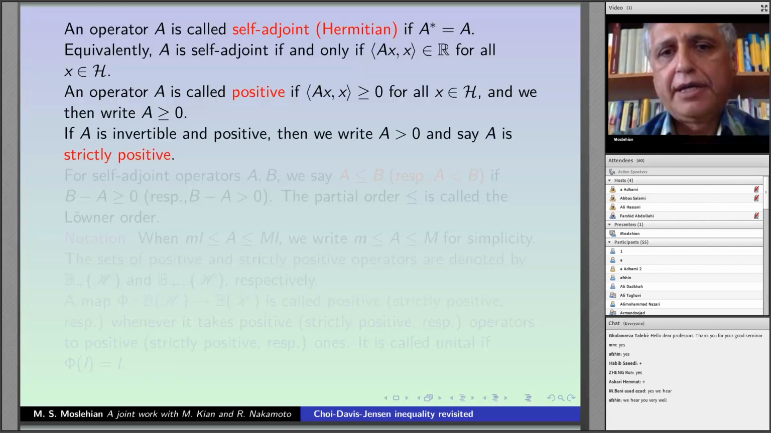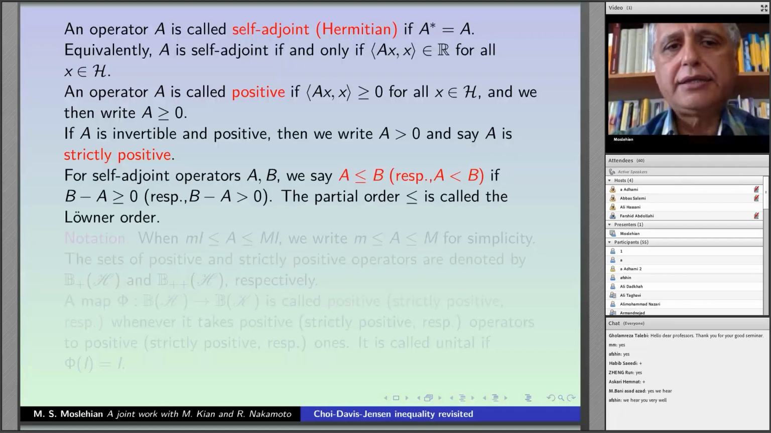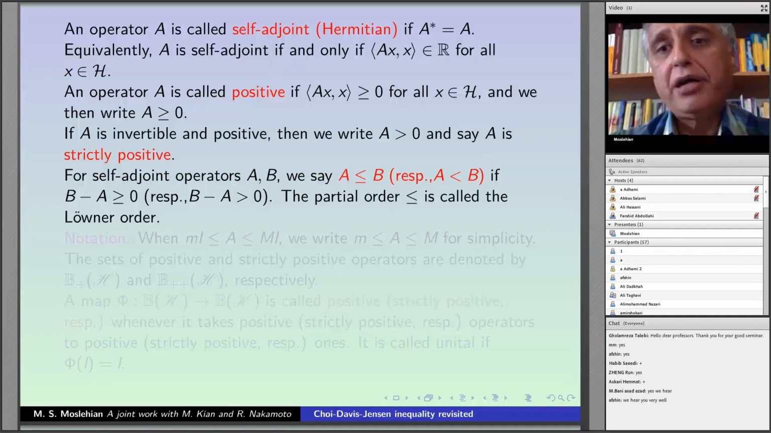Then we write A ≥ 0. If A is invertible and positive, then we write A > 0 and say that A is strictly positive. For self-adjoint operators A and B, we say that A is below B if B minus A is a positive operator. This partial order is called the Löwner order.